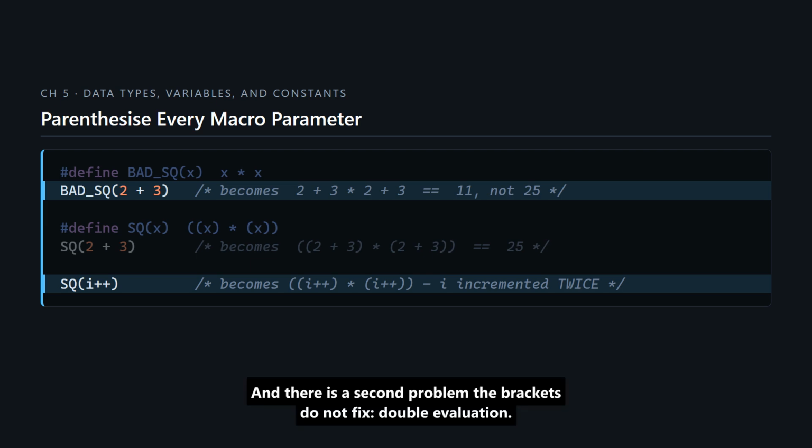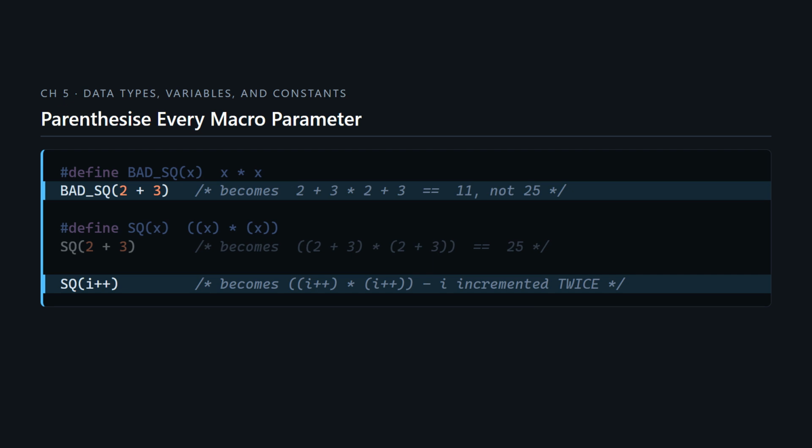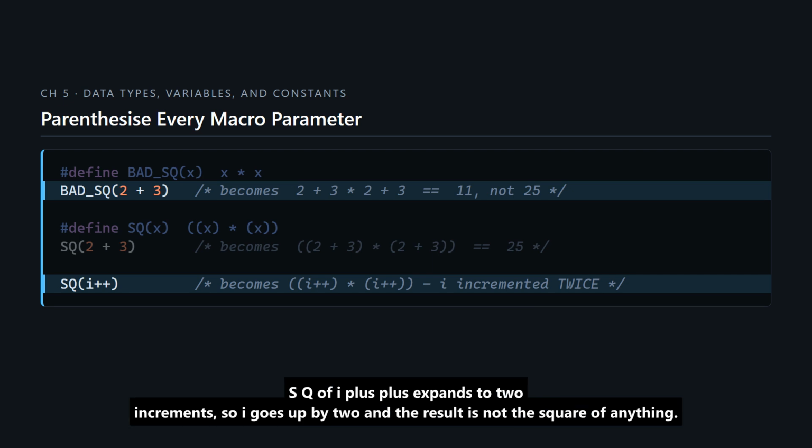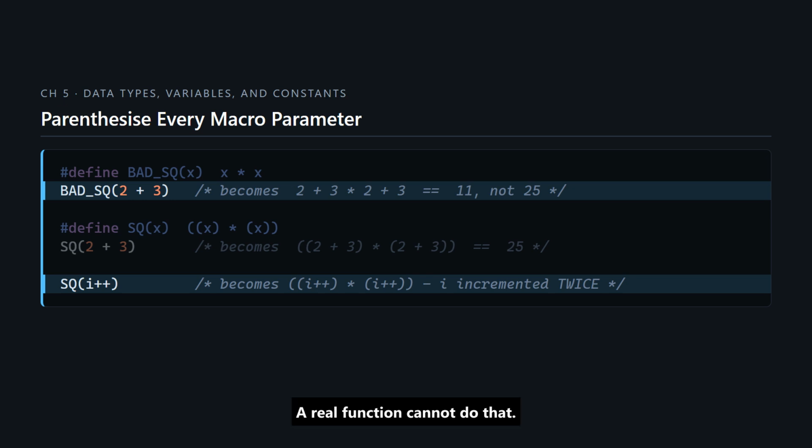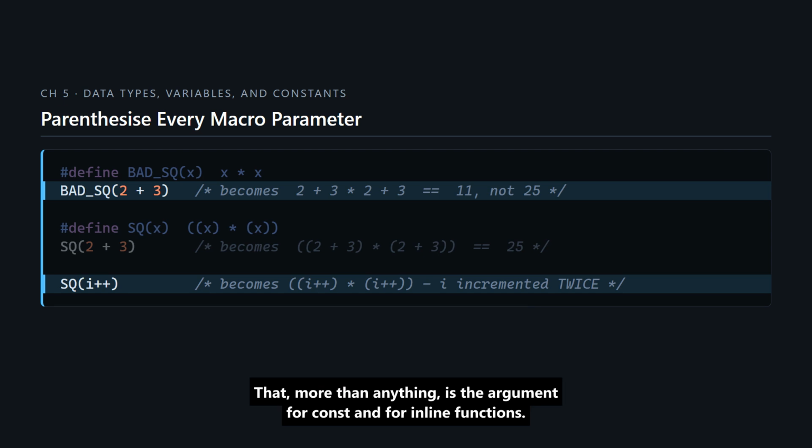And there is a second problem the brackets do not fix: double evaluation. SQ of i++ expands to 2 increments, so i goes up by 2 and the result is not the square of anything. A real function cannot do that. That, more than anything, is the argument for const and for inline functions.